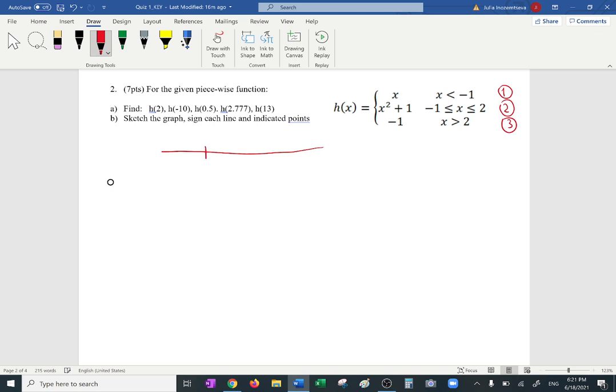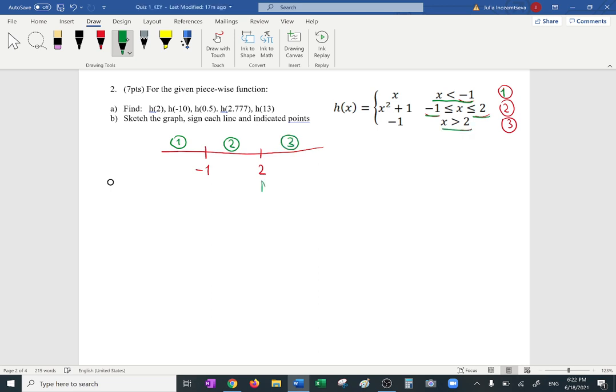I can see that point number 1 and point 2 are troublemakers, from here and here. Then I want to see which part of this diagram will require which function. When x is smaller than -1, that's to the left from -1, I'll be working with function number 1. When x is between -1 and 2, that's going to be function number 2. And then after 2, function number 3.